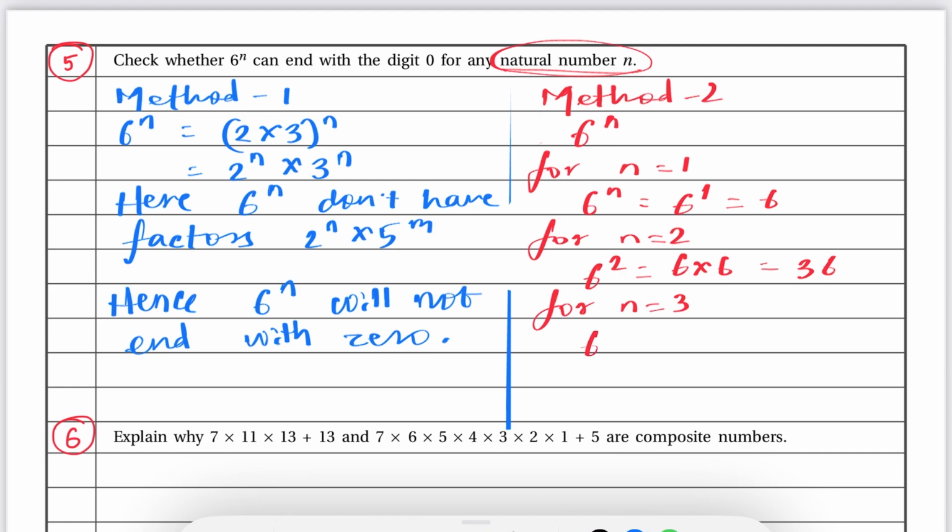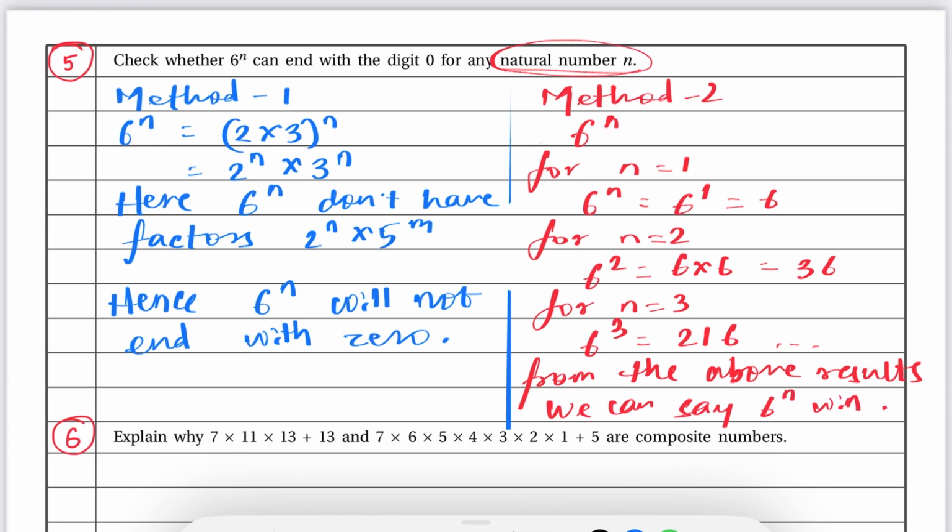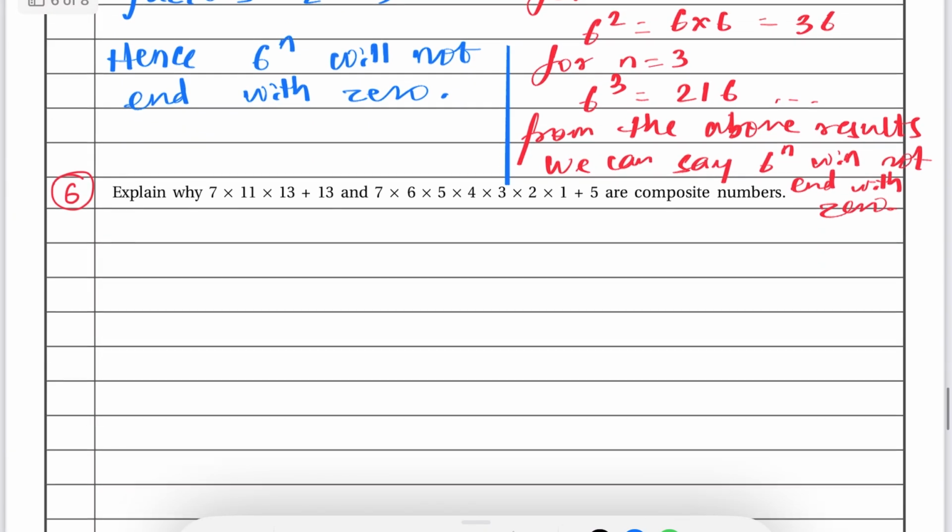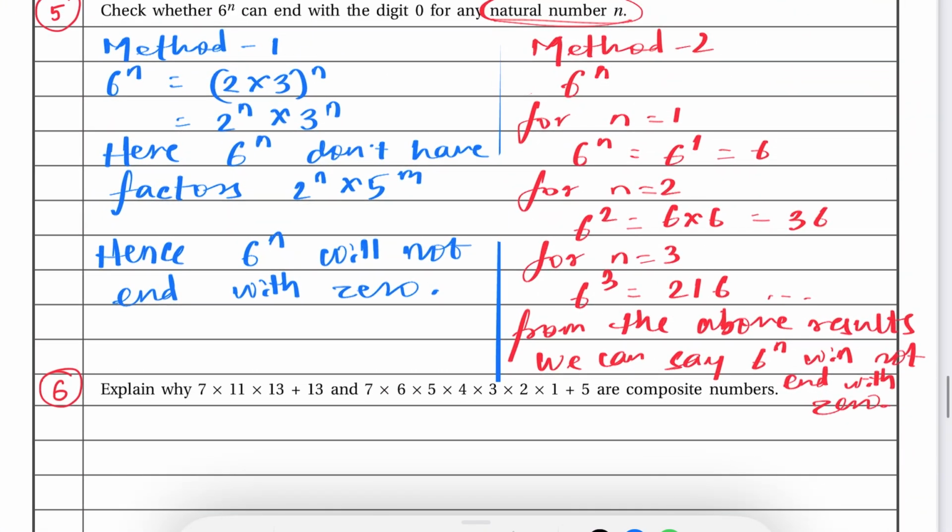Similarly, for n equals 3, we have 6 power 3, right? So 6 times 6 times 6 is what? 216. So this will go on. So from the above results, we can say 6 power n will not end with 0. Okay, great. Now we go for question number 6.